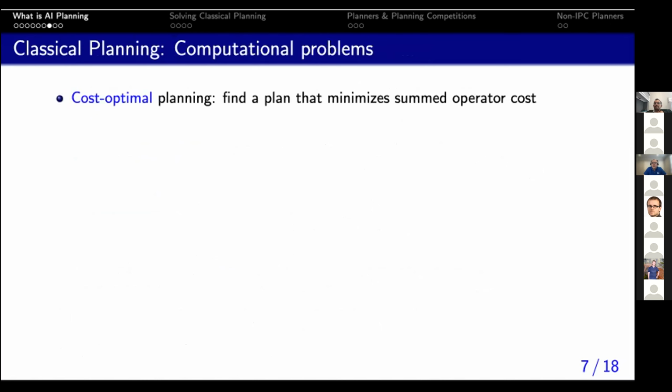Okay, having established the model, we can think about the questions that we might want to ask about the model, or the computational problems that we want to solve. The first one is called cost-optimal planning, the problem of finding a sequence of actions, or a plan, that minimizes the summed action cost. Next, in satisficing planning, we want to find any plan, improving the plan cost as much as possible.